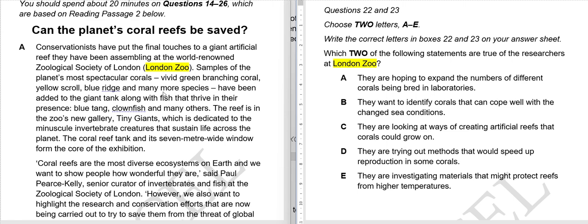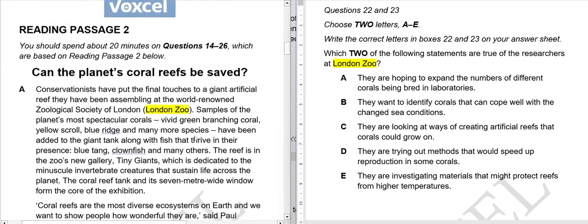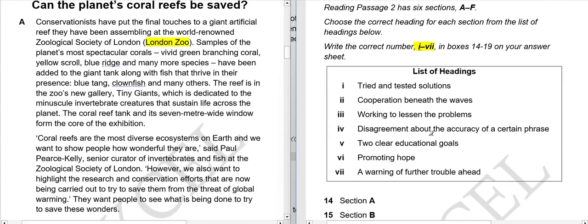So here they are saying what kind of coral reefs they have, the artificial coral reefs they are trying to set up, what kind of fish they have put in the particular tank, and why they are important, because they sustain life. So here they are hoping to expand the number of coral reefs bred in laboratories. They want to identify corals that can cope well within the changed sea conditions. They are looking for ways to. There are no statements that are true of the researchers. So they are just trying to say what they have done. There is nothing like facts or an agree-disagree point of view. So we will stick to this particular paragraph for now.